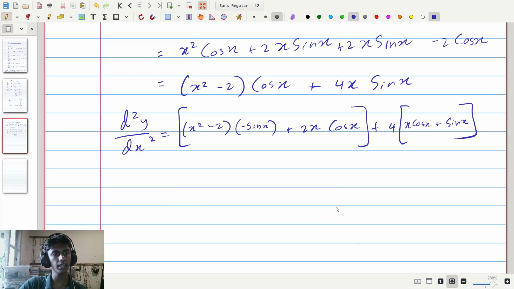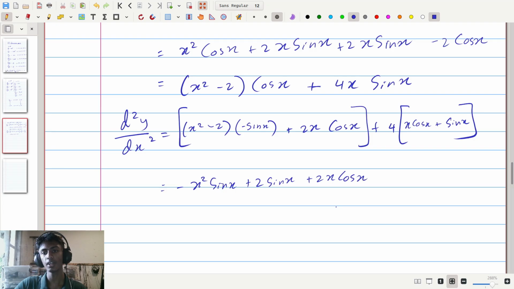So here, cleaning that up, what we have is x squared times negative sine x, which is equal to negative x squared sine x, and then minus 2 times negative sine x is going to be 2 sine x, so plus 2 sine x, and then plus 2x cosine of x. Then over here what we have is 4x cosine of x, and then plus 4 sine x.